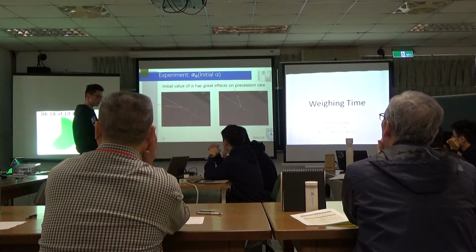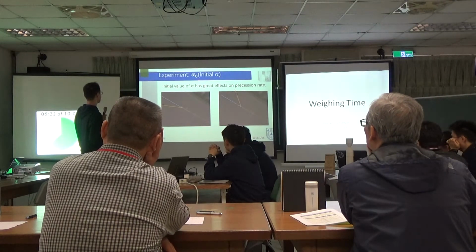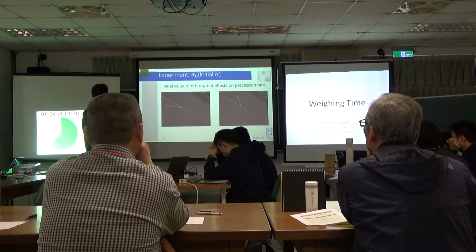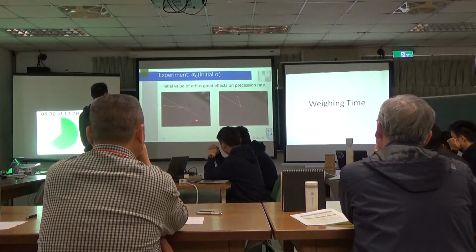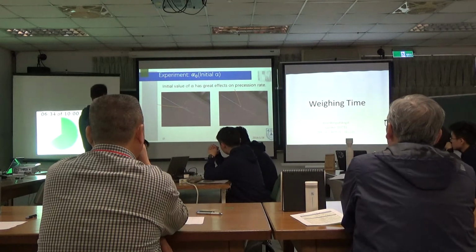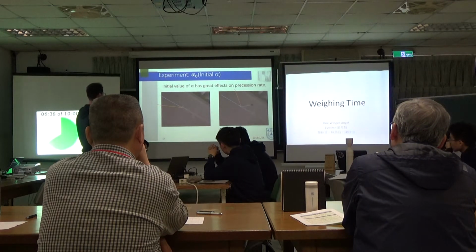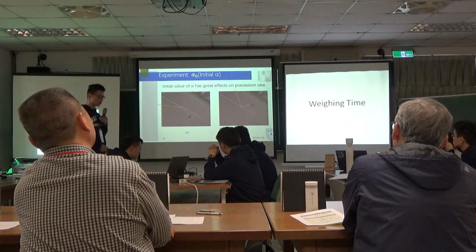And then in the experiment, we find the alpha 0, which is the initial value of alpha, has a great effect on the precession rate. We can see these two pictures. The initial alpha has a difference. The red one is bigger, so it has a faster precession rate.